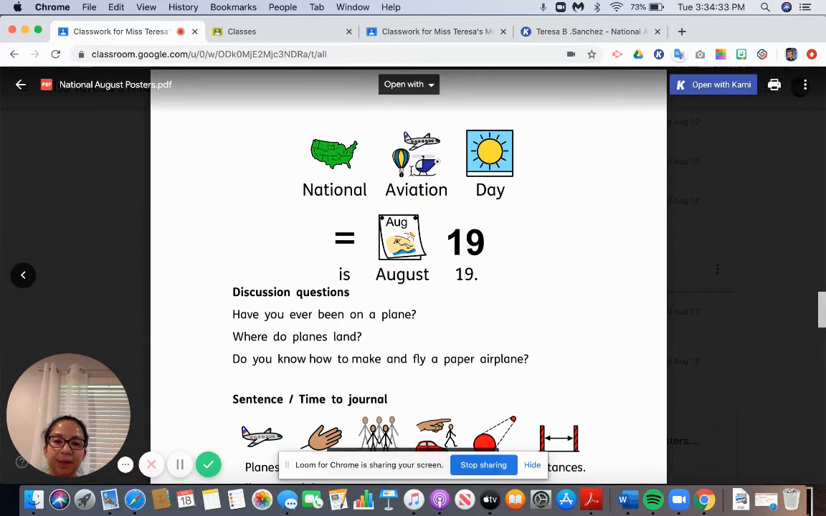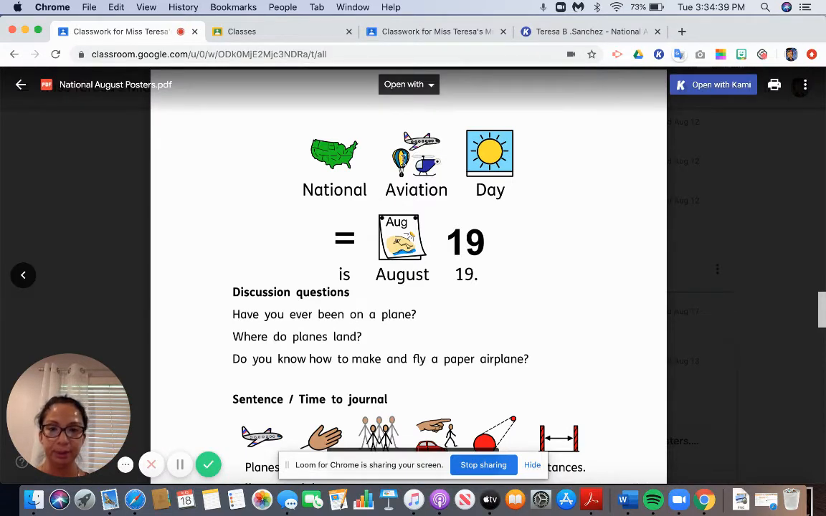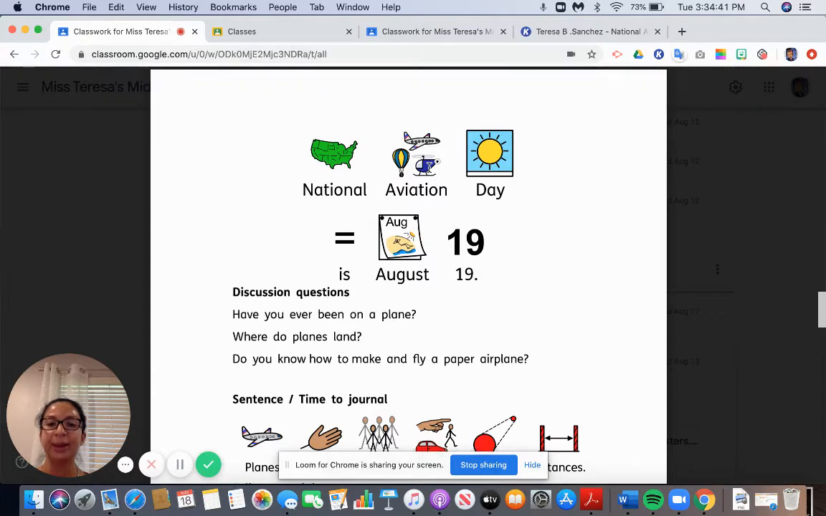And what is aviation? We look at our picture, the symbol for a clue. We see an airplane, a hot air balloon, and a helicopter. So what do you think aviation would be? Those are all things that do what? They go up in the air and they fly. Okay, that's things that you can go up high in the air. Okay, so those are a few things that fly.